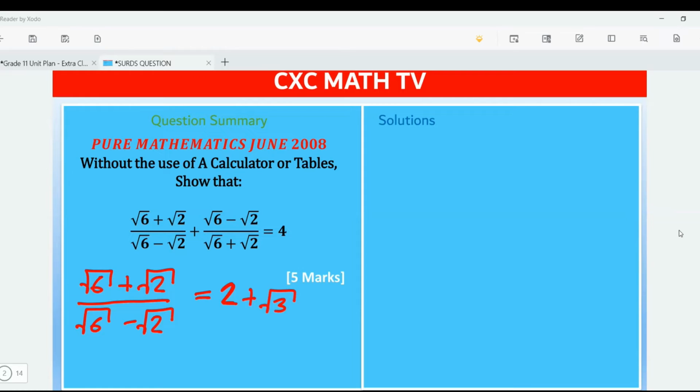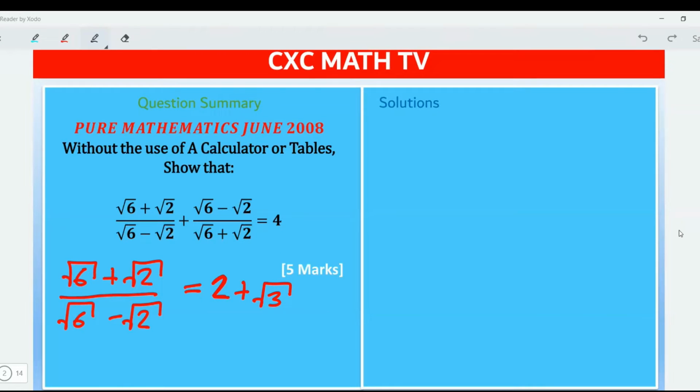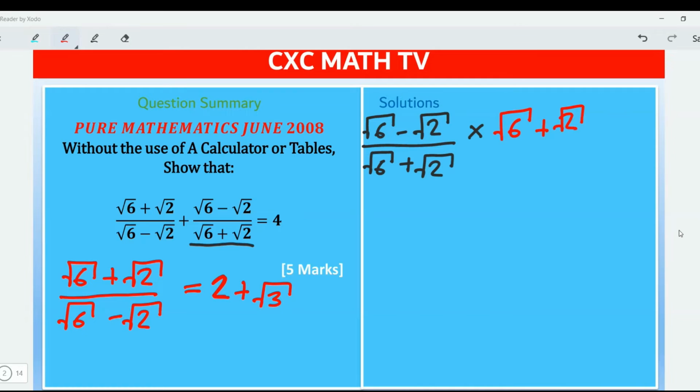So the only part that we need to work out now, really, we just need to consider this part of it, when it is a minus in the numerator and a plus in the denominator. So what we're saying is that part, the root 6 minus root 2 over root 6 plus root 2, we're going to multiply it by the conjugate. The conjugate has the minus in it, so we're going to multiply by the conjugate, which is root 6 minus root 2 over root 6 minus root 2.